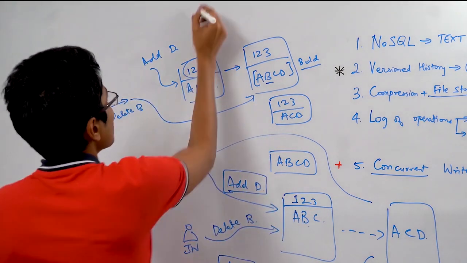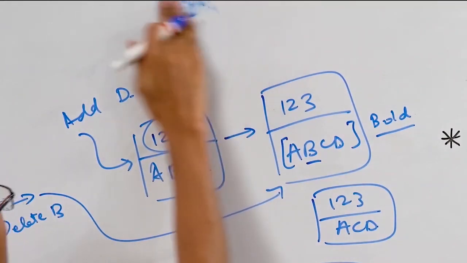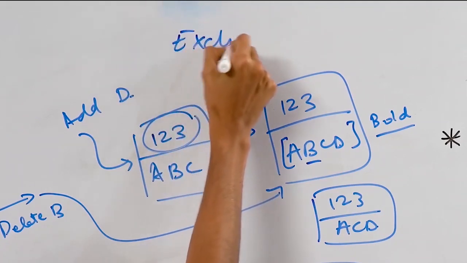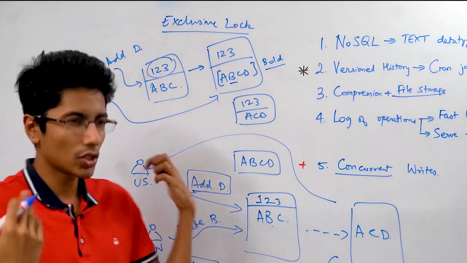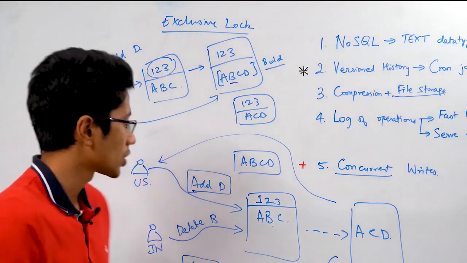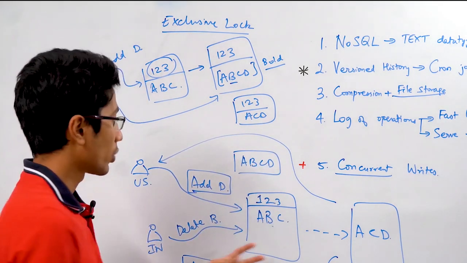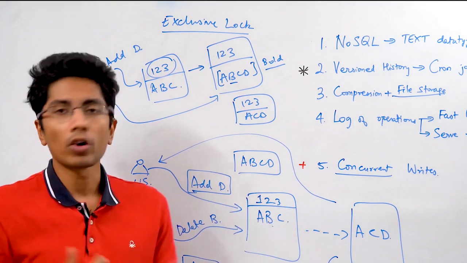This is called pessimistic locking, or you can just say you're taking an exclusive lock. That's a write lock, and because there are a lot of writes, if you're taking exclusive locks on the entire document, what's going to happen is there won't be concurrent writes.